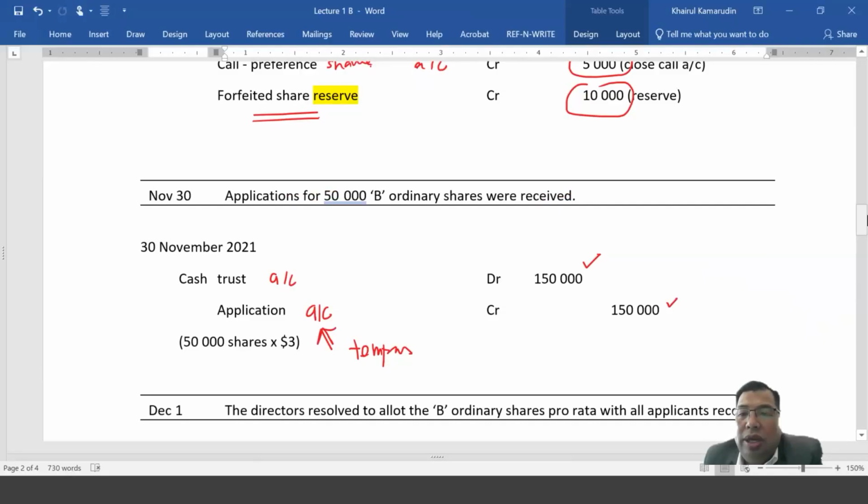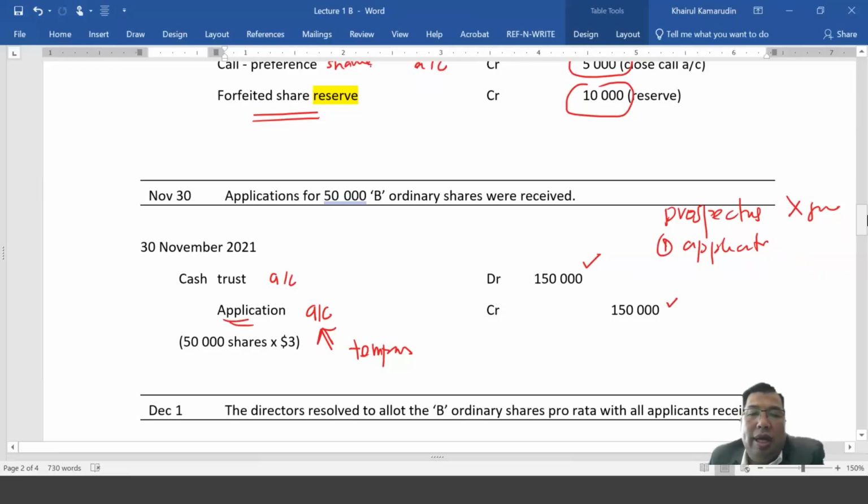So the process is when we issue the prospectus, no journal entry, and when they make application, we record it into an account. We call it application account. So this is number one, application. This is a temporary account. Debit, cash trust, this is also a temporary account. It will go to the cash account later on, yeah? Temporary accounts. Okay.